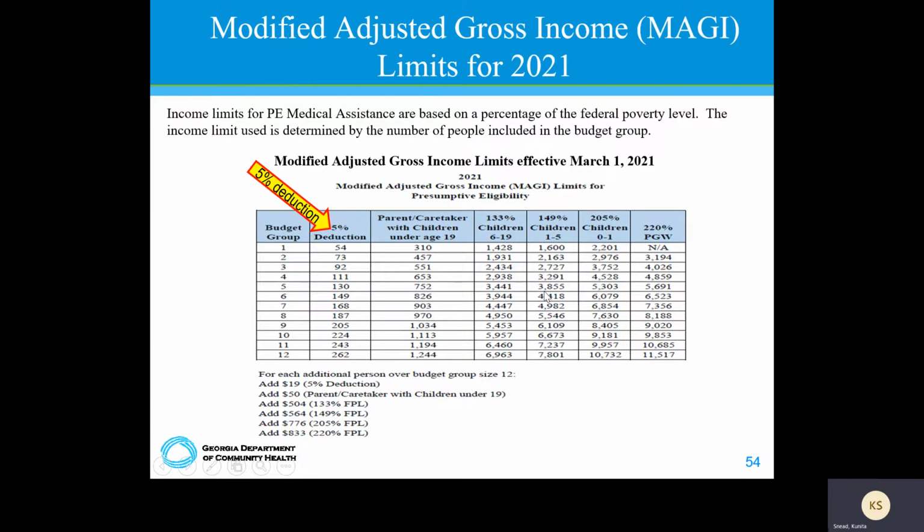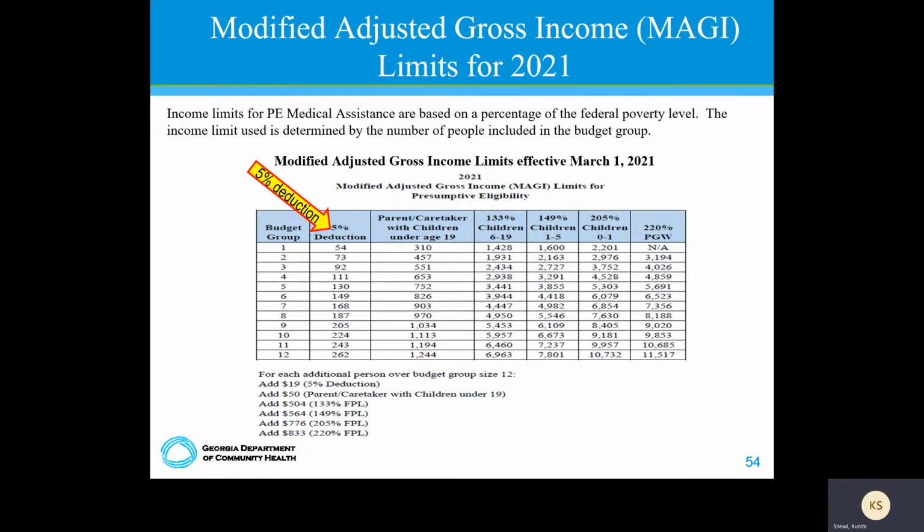And then the last deduction is your 5% deduction. Remember, I told you this is straight off of your income limit chart. It's in column 2, and it says 5% deduction. Again, this is not always used. If you see that someone is over the income limit, then that's when you would use this amount to subtract off of their income.